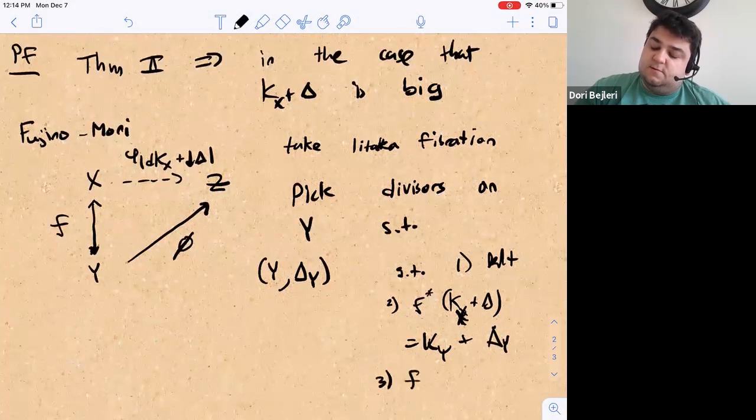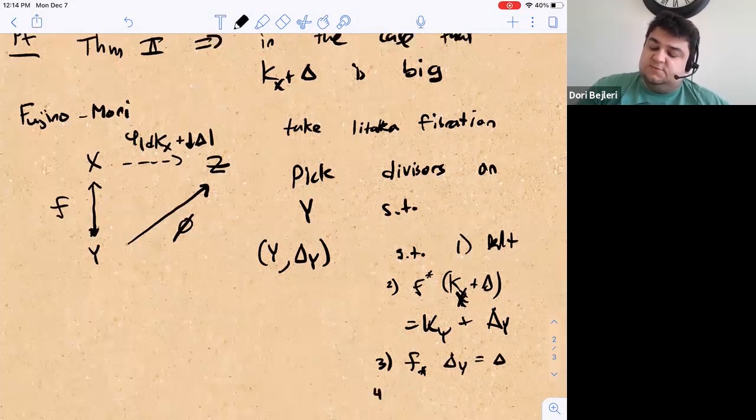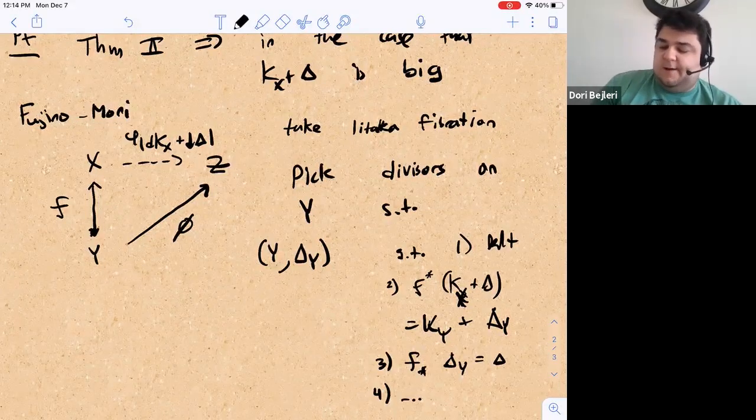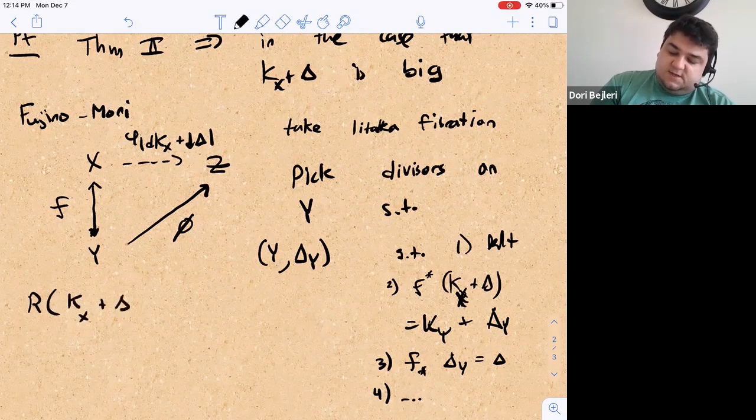And 3, the push forward of delta y is delta. And then maybe a few more assumptions as you wish. You can assume that it's actually a log resolution instead of just a resolution of the rational map, and some assumptions about how these divisors meet each other. But the point is we can log resolve and pick the right divisor so that the log canonical ring of kx plus delta is equal to that of ky plus delta y.